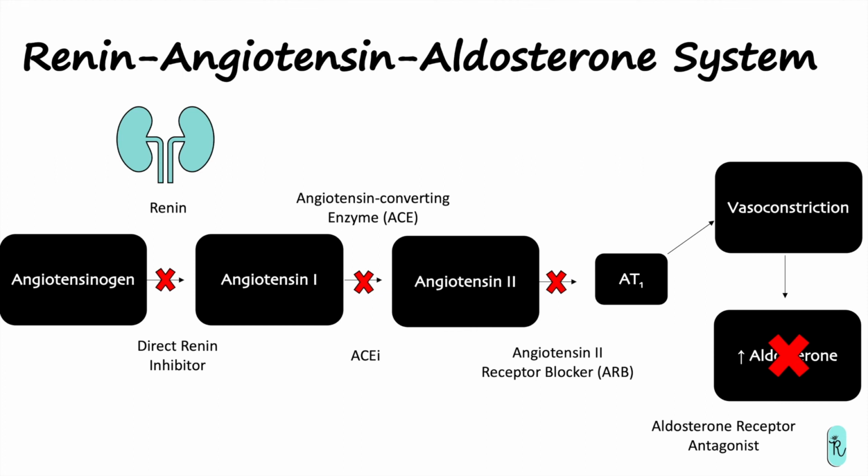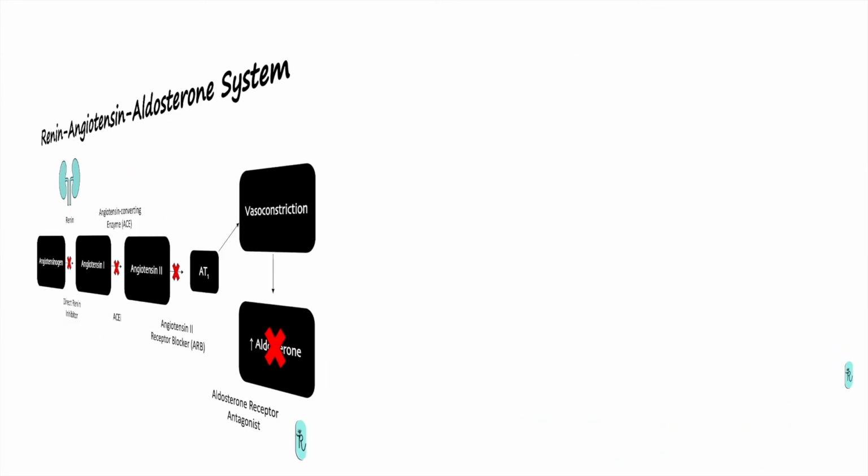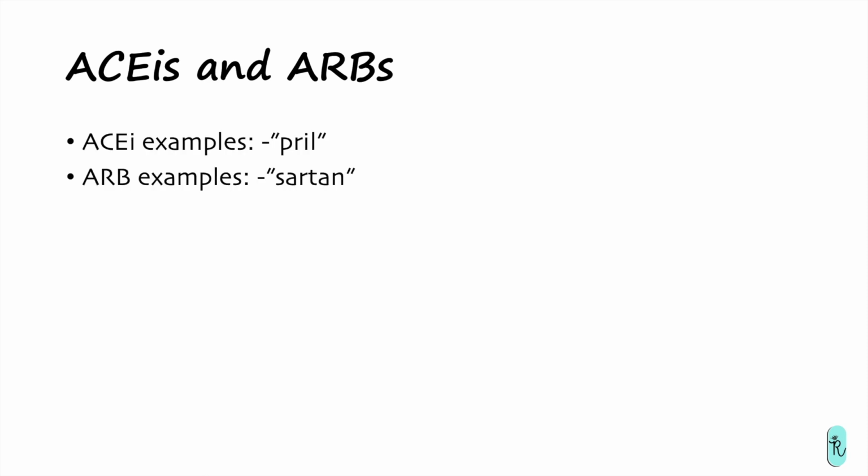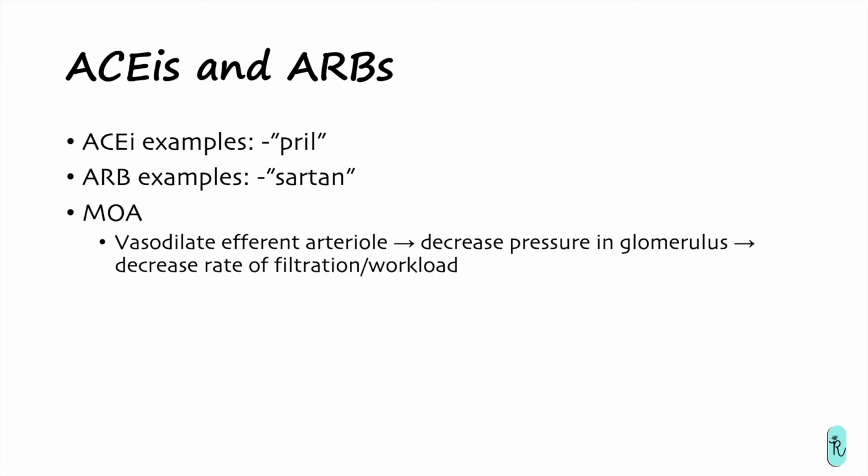Our two main staples in hypertension here are ACE inhibitors and ARBs. ACE inhibitors can easily be identified with the suffix -pril. ARBs, on the other hand, often end in -sartan. Their actions on the RAS system potentiate vasodilation of the efferent arteriole within the glomerulus of the kidney to decrease the filtration rate and workload of the nephron.